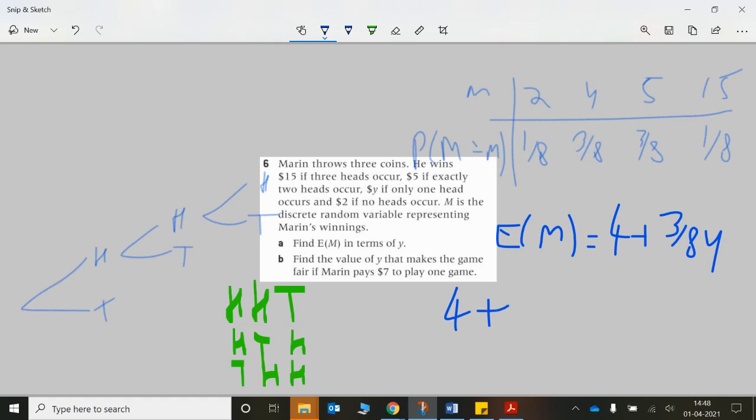So all I need to do is set this equal, in this case, to 7, and that would give me a fair price. As I said, this is like talking about revenue rather than profit, and we really need to set the profit equal to 0, or the expected gain equal to 0, to make this a fair game. If you solve that, you get y is equal to 8. So the price for y to make this a fair game, if the payment per game is $7, is $8.